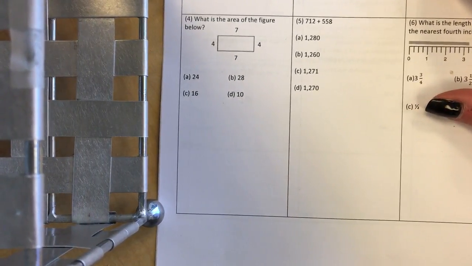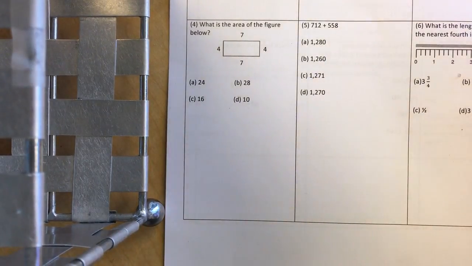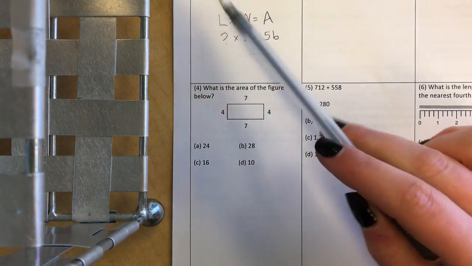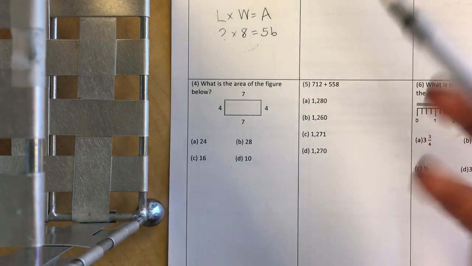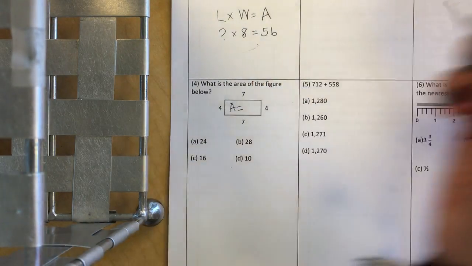Number 4 is asking what is the area of this figure. Again, using this equation length times width, we can figure out what A equals.